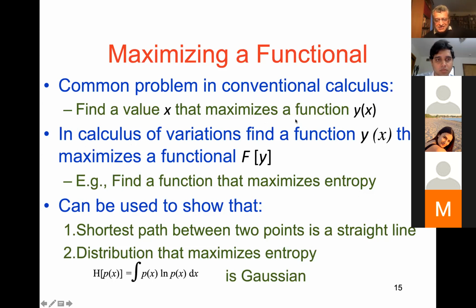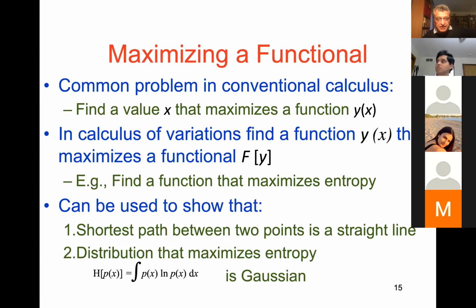And what is the use of functional calculus or variational calculus? Well, it's useful in machine learning, but here is something very interesting: this variational calculus is what is needed to show that the shortest path between two points is a straight line. Isn't that interesting? How would you prove that the shortest path between two points is a straight line? It sounds like a very fundamental question in mathematics or geometry, right? To show that, you need the calculus of variations.